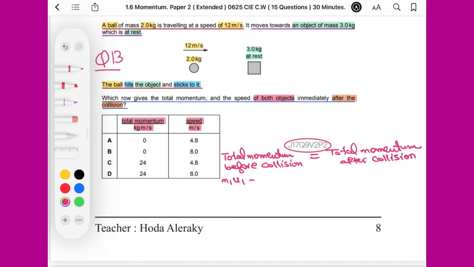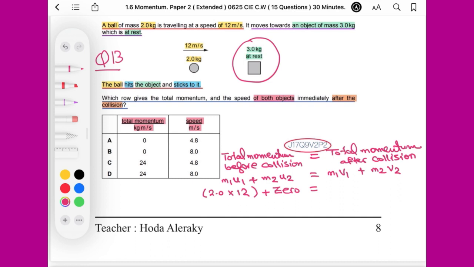Here m1u1 plus m2u2 is equal to m1v1 final velocity plus m2v2. When you substitute, the first object's mass is 2 and its initial velocity is 12. Check that you have consistent units. The second object is at rest, which means its momentum is 0. For the total momentum after collision, they stick together and act as one object, so you have a combined mass and a common velocity. Their masses will be 2 plus 3. Simplify, so you have 24 equal to 5V.